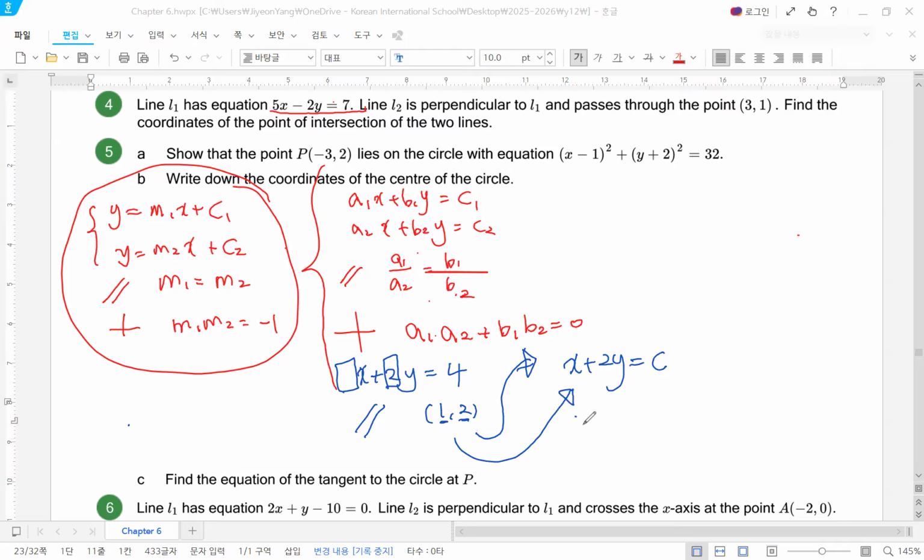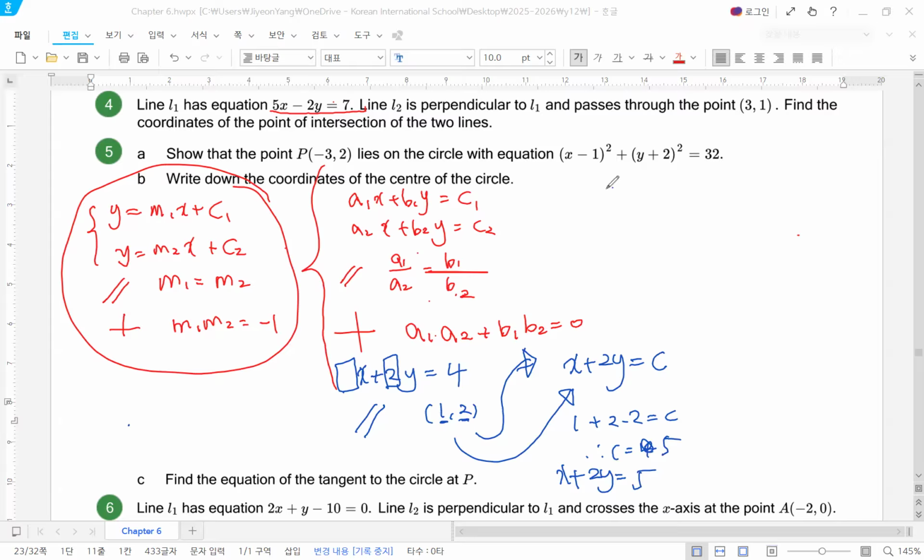Okay, so 1 plus 2 times 2 equals c. Therefore, c equals 5. So the line equation which is parallel to the given line and passes through (1, 2) should be x plus 2y equals, no, it's not 4, it's 5. It's 5. Do you understand?